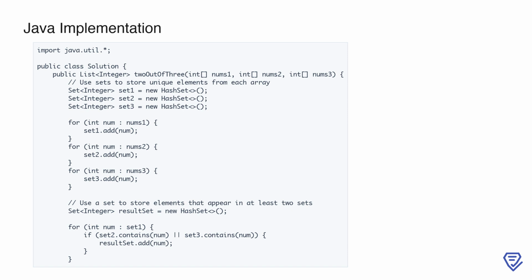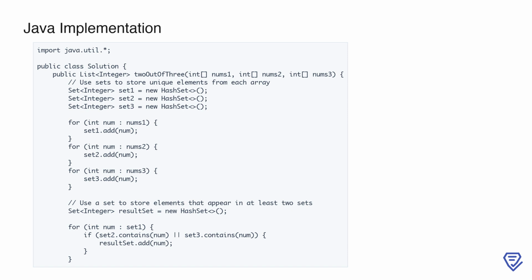We define a class called Solution with a method twoOutOfThree that accepts 3 integer arrays as its parameters. The goal of this method is to find all the integers that appear in at least 2 of these arrays. To achieve this, we use 3 HashSet objects, set1, set2, and set3, to store the unique elements from each input array. Each for loop iterates over one of the input arrays, adding its elements to the corresponding set. This ensures that each set only contains distinct values from its respective array. Next, we define another set called resultSet to store the integers that are found in at least 2 of the 3 sets.